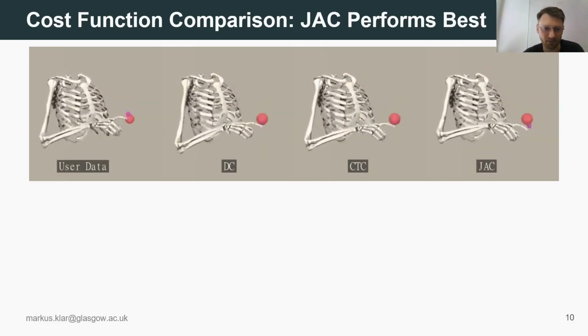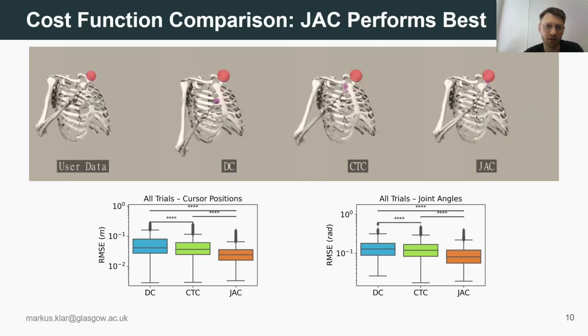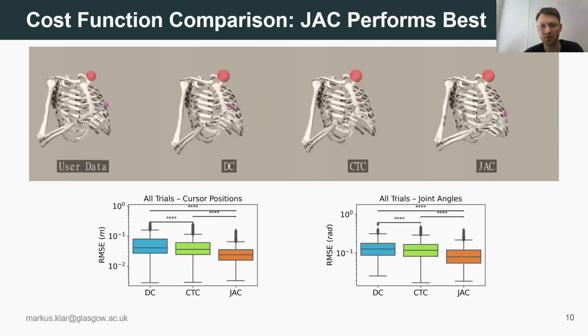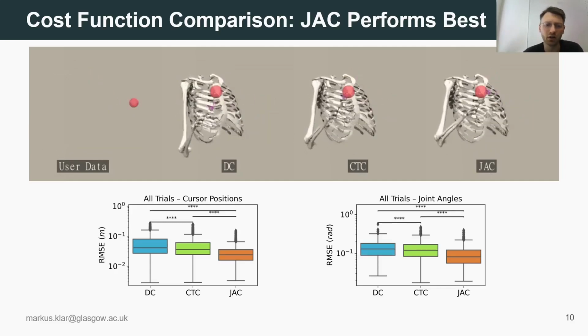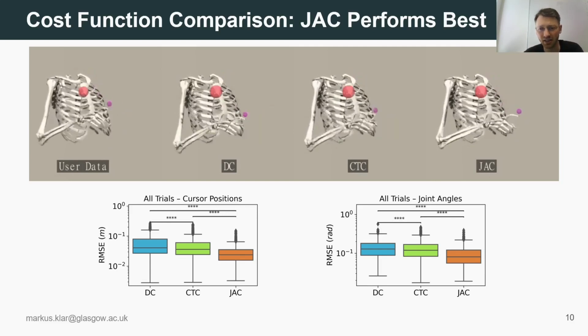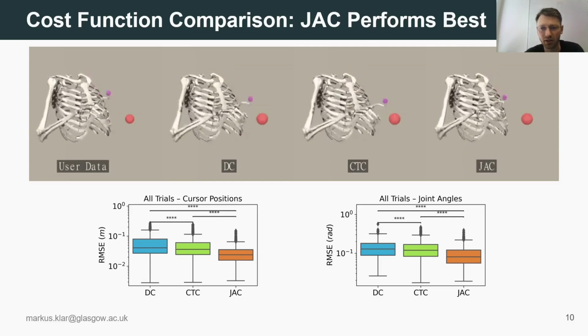expensive for the model. If we do a quantitative comparison of those 3 cost functions, we can see that joint acceleration costs actually outperform the other 2 in cursor positions as well as in joint angles. That's why we continued all our evaluations with the joint acceleration cost.